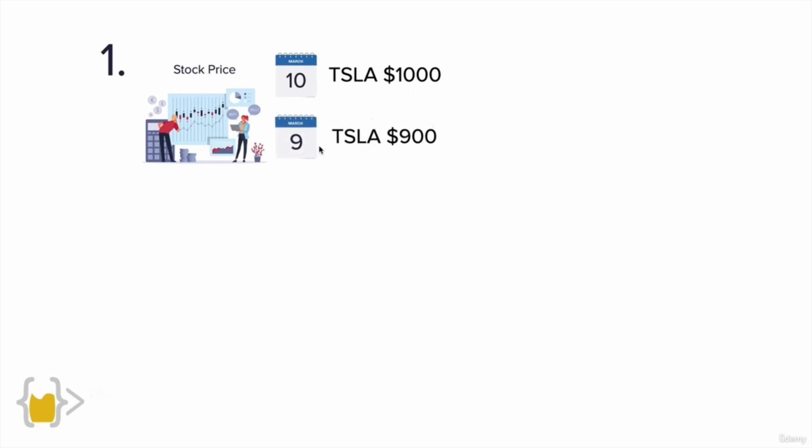Now, the next thing our program is going to do is pull in the closing price on the previous day, and we're going to compare these two values. So over the course of one day, what was the difference? In this case, there's a difference of $100 and the direction is up. So it increased in value, right? Going from March 9th to March 10th. So that's good news for us if we bought in.